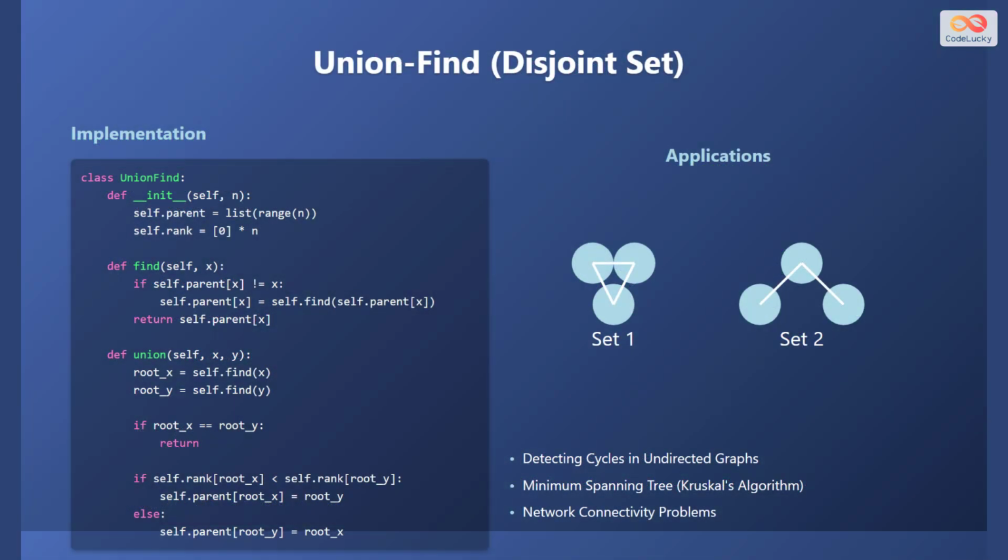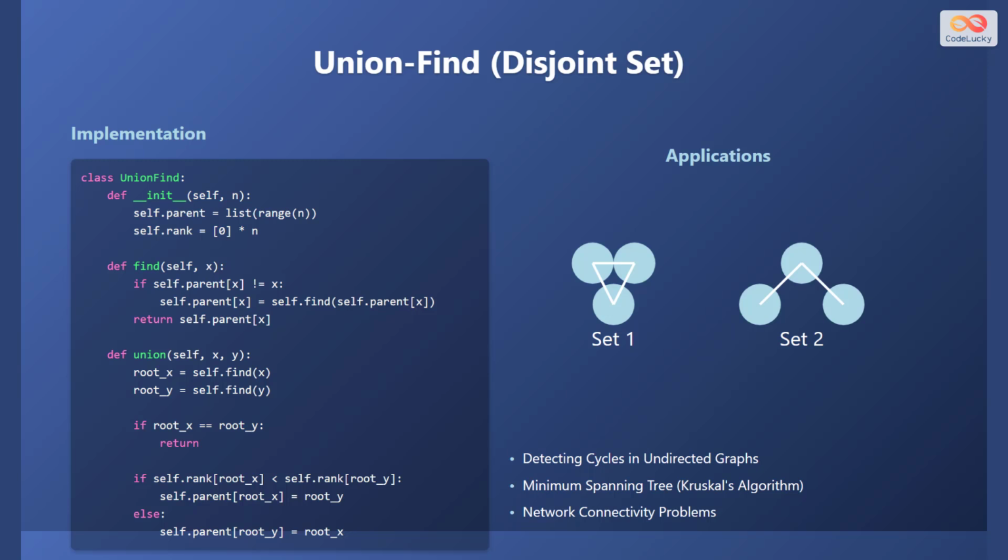The union-find data structure, also known as disjoint set, is useful for tracking a set of elements partitioned into a number of disjoint, also non-overlapping subsets. The code on the left shows an implementation of union-find in Python.